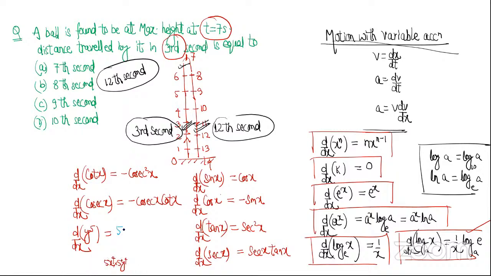ये क्या हो जाएगा? 5y to the power 4 into dy by dx. चेन रूल. अच्छा, ठीक है. तो आप लोगों को इसका मतलब डिफरेंशिएशन याद है? That means you can find out all this. अच्छा, इंटीग्रेशन याद है क्या?